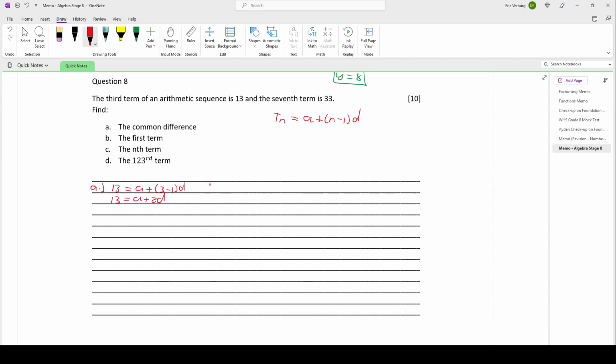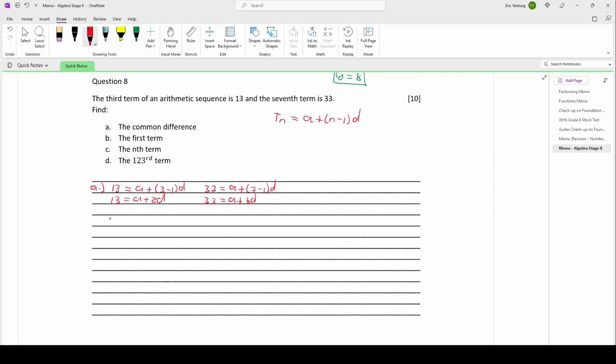Then we can also say the seventh term is 33. So 33 equals the seventh term, so A plus 7 minus 1 times D. And that gives us 33 equals A plus 6D. So now we see we've got two equations, two variables, so again we can solve simultaneously.